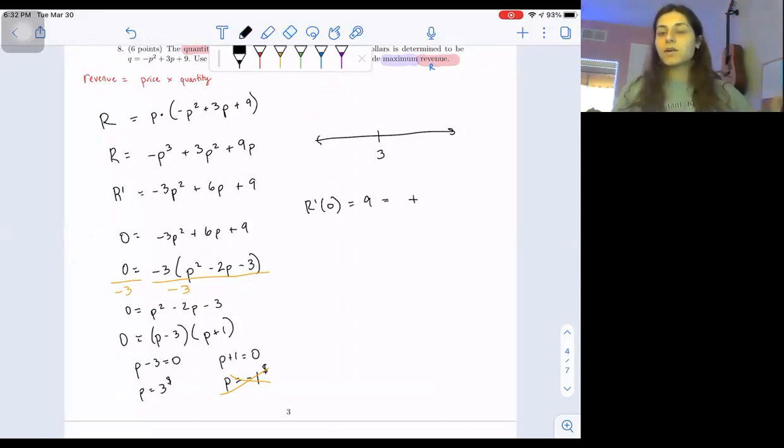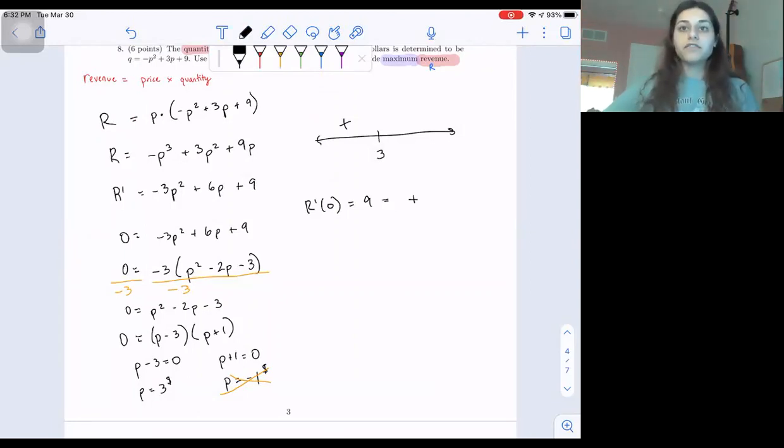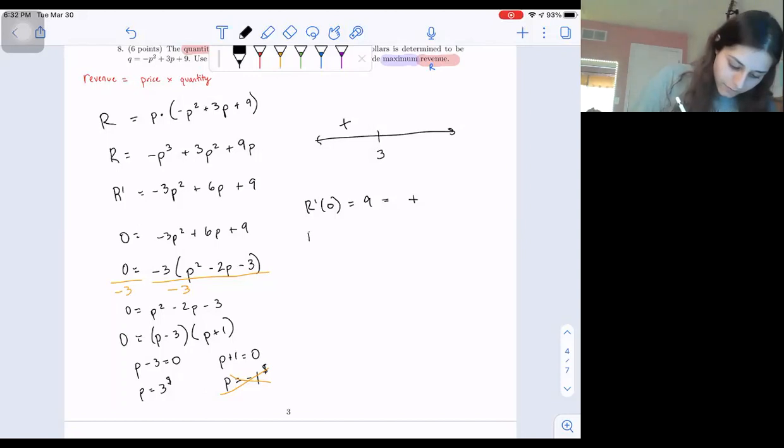Remember, you really don't care what the value is. We don't really care about that 9. We just want to know, is it positive or negative? So 0, which is to the left of 3, gave us a positive derivative. Everything to the left of 3 will give us a positive derivative. Choose any number you want. Okay, to the right of 3, we can choose a number. I'd say 4, so we can have R prime of 4.